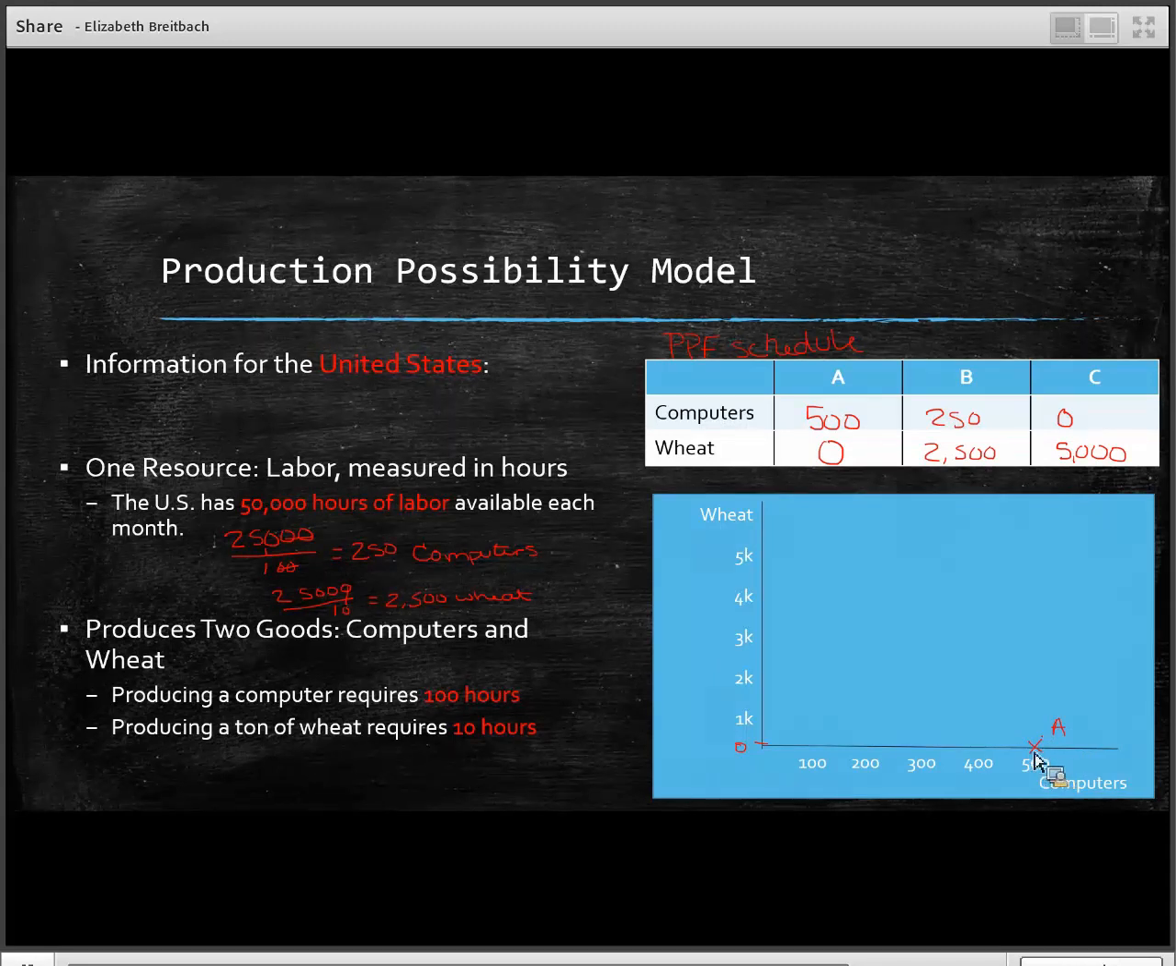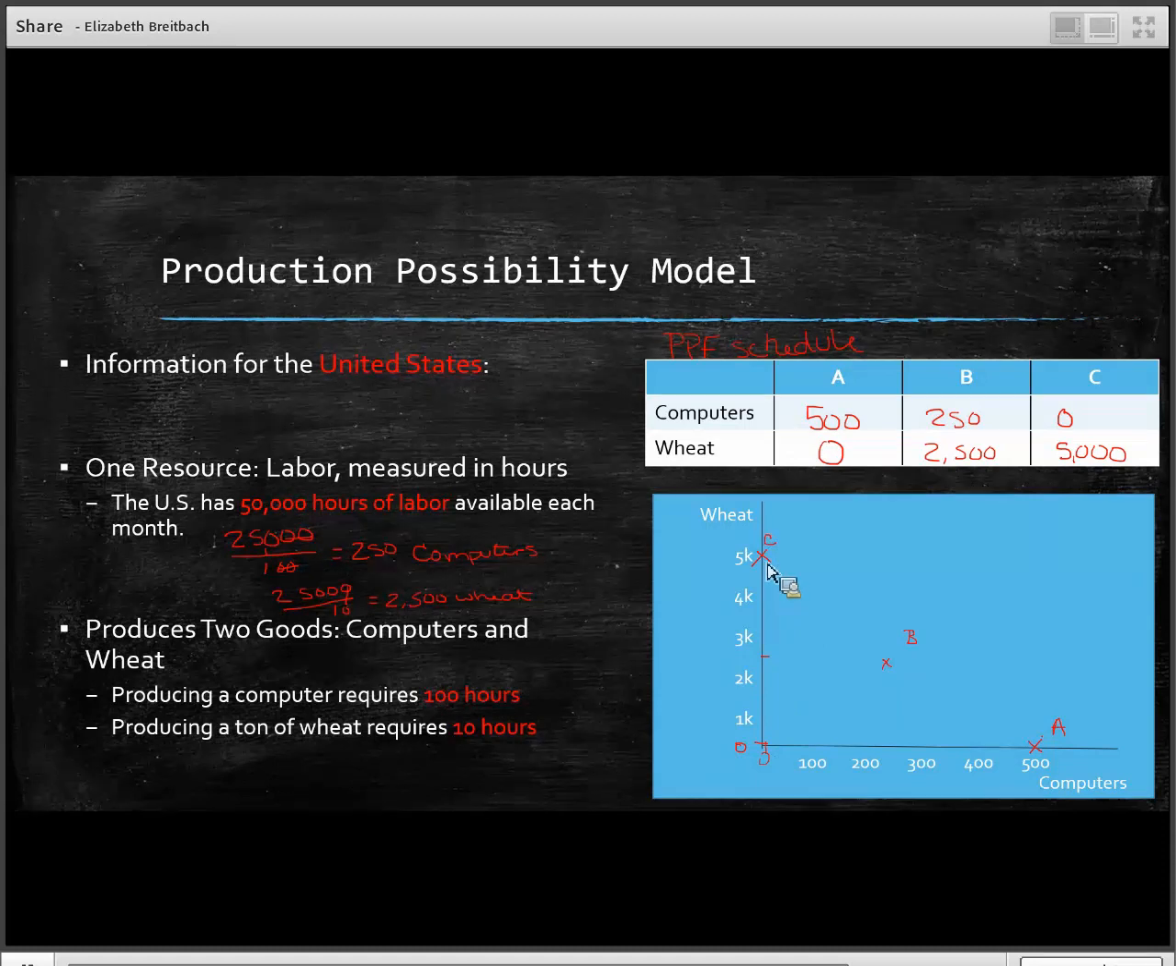All right, in our next slot, we have 250 computers, so we're operating right about there. Make a little line there. And then 2,500 tons of wheat, so right there. And I can estimate that point B to be right about there. That's my point B. And then my final, I'm producing no computers, so I'm still right over there, and I'm producing 5,000 tons of wheat, and so I'm right there with C.